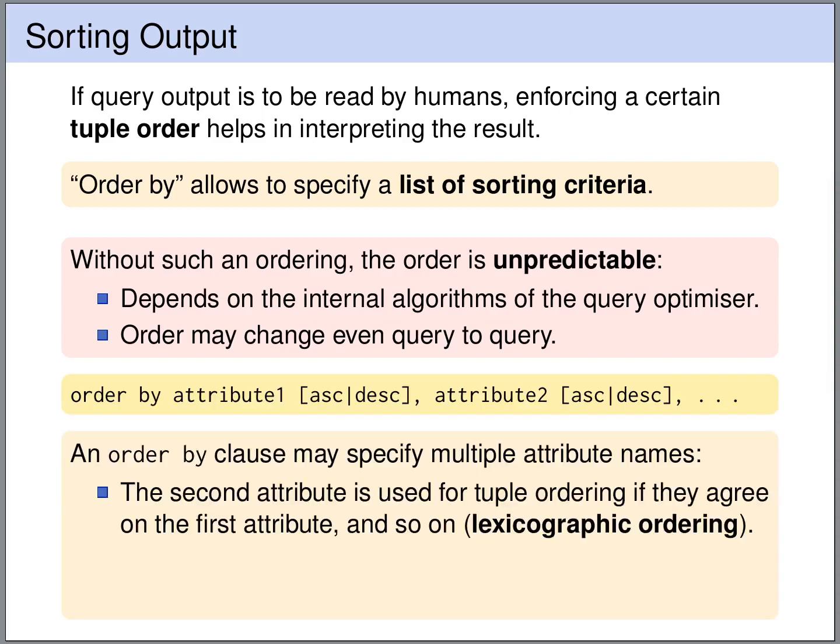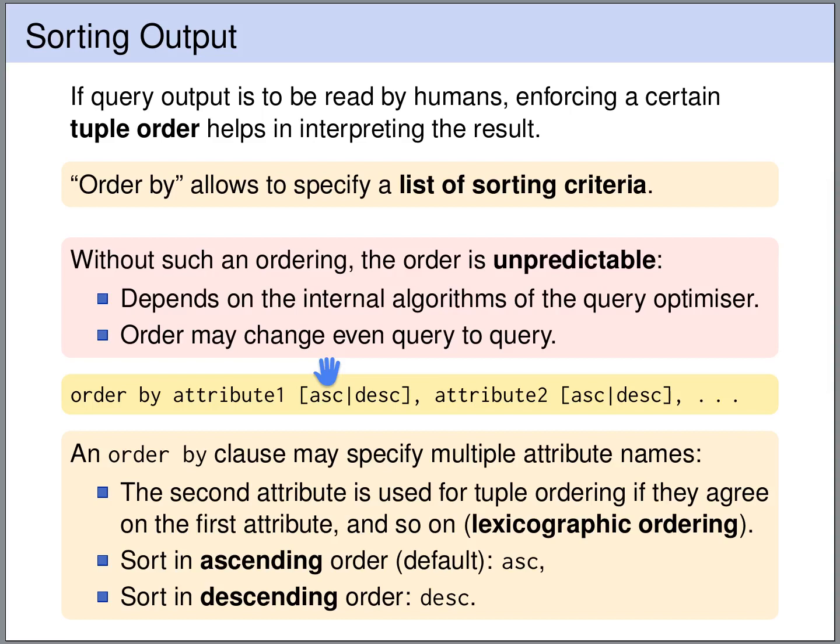So we can specify sorting criteria in the ORDER BY clause. We specify a list of attributes, and for each attribute we specify whether the ordering is ascending or descending. If we do not write ascending or descending, then the default is ascending.